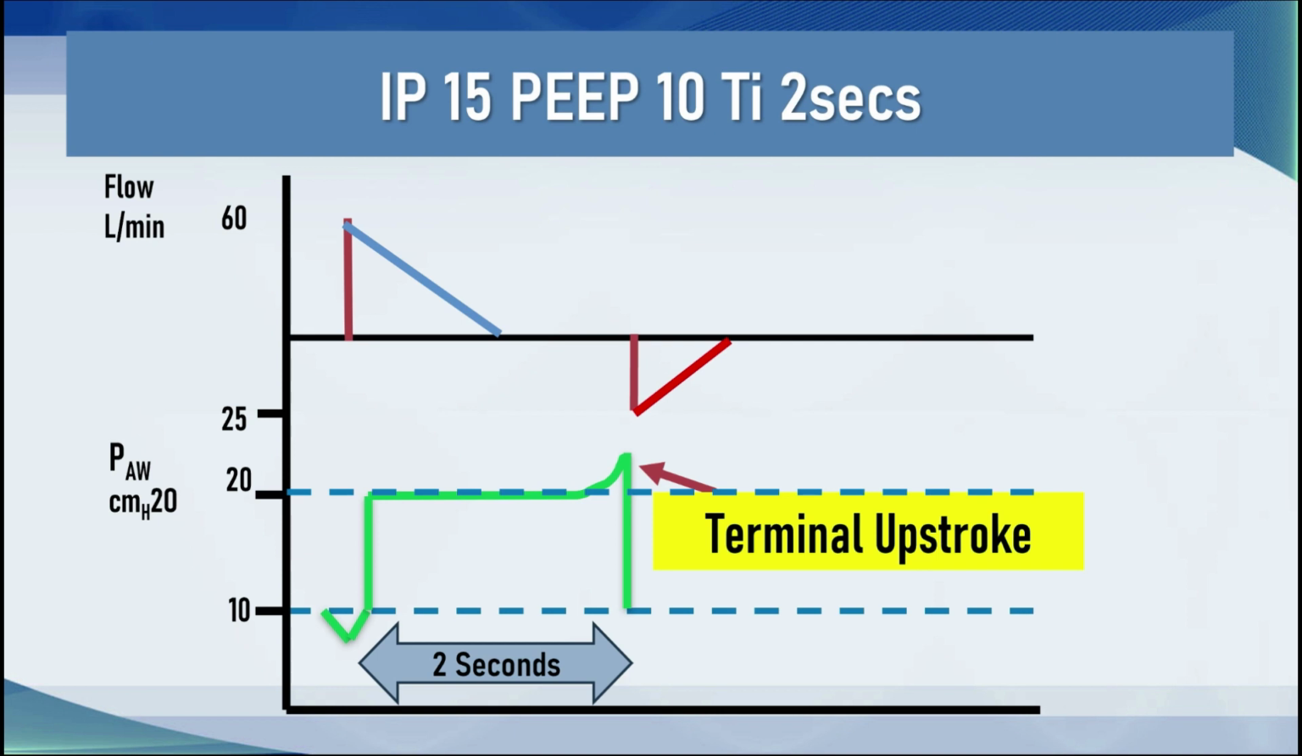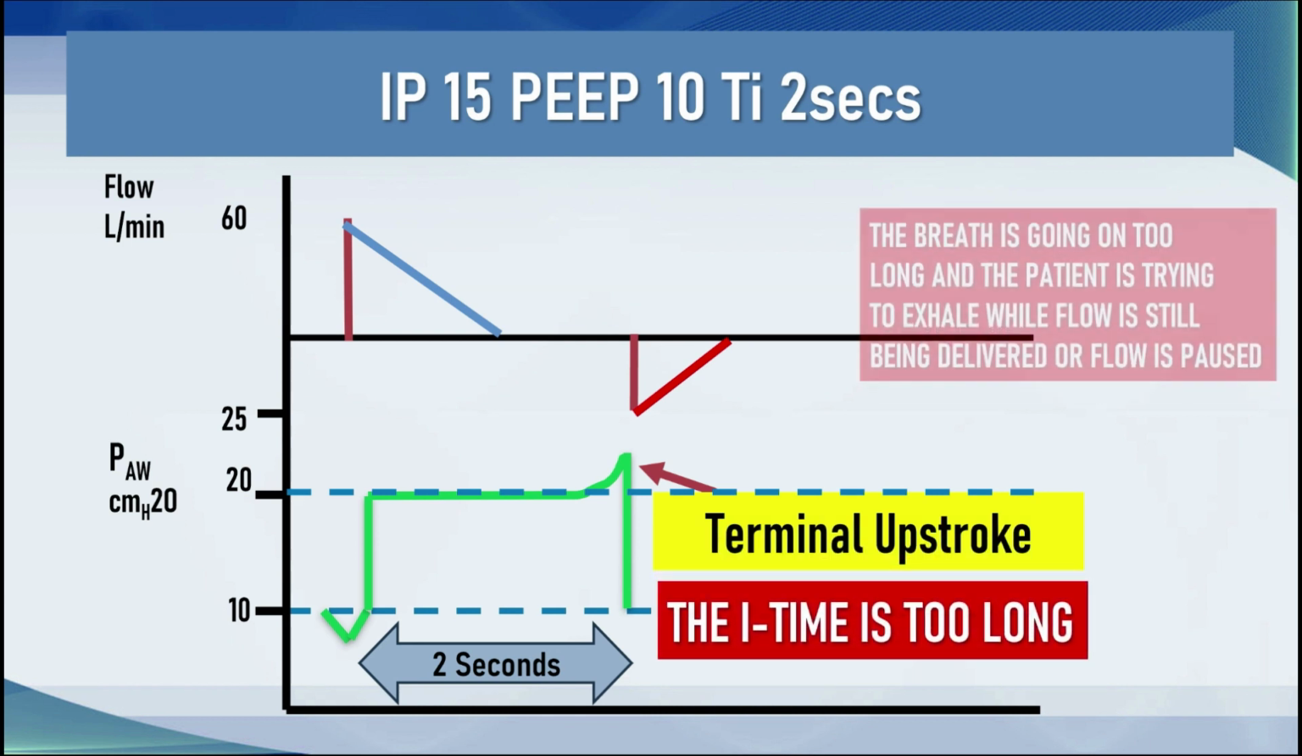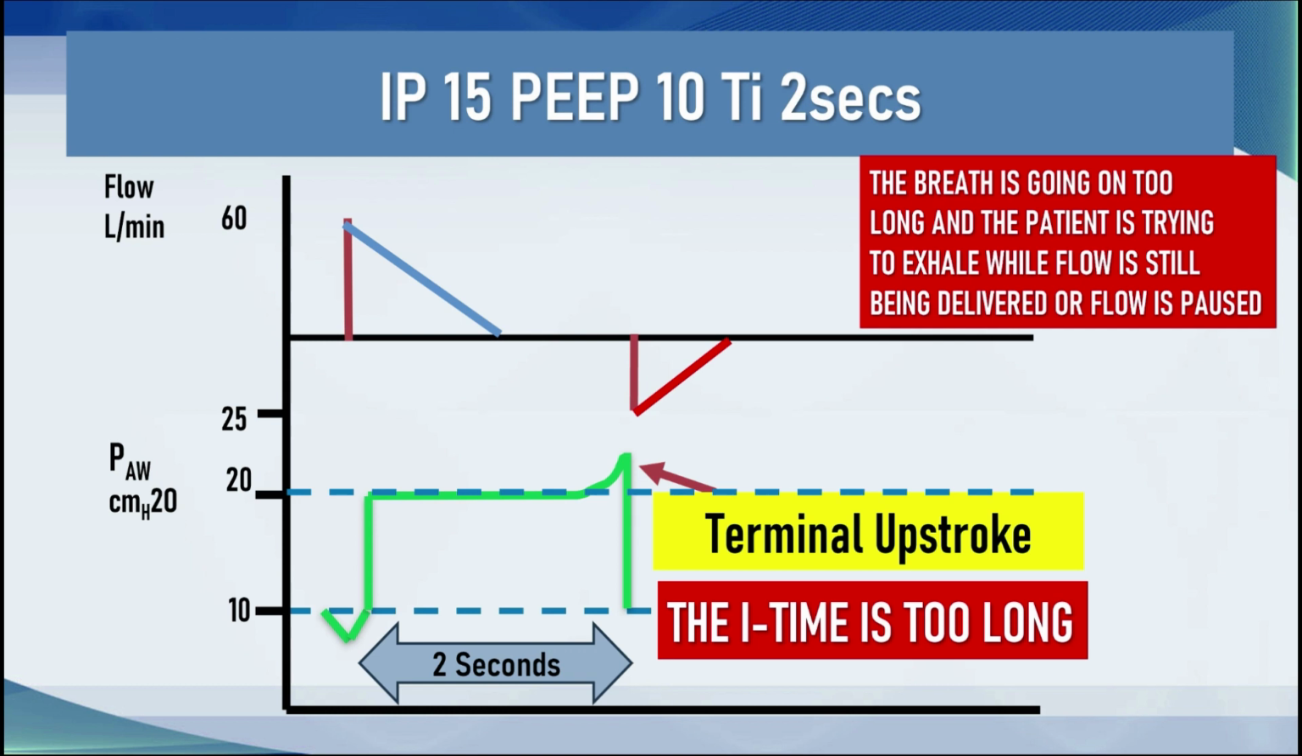The patient is essentially exhaling against the plug in the airway, and the airway pressure goes up and you get this terminal upstroke. And this isn't great, and this is caused by the inspiratory time just being too long. The breath is going on too long and the patient is trying to exhale while flow is still being paused or is still being delivered in the lungs.